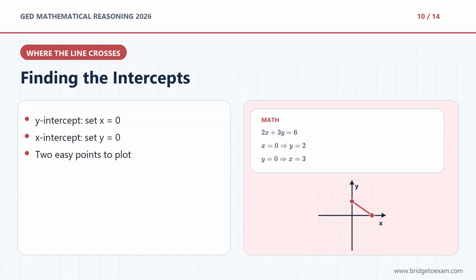2 special points are the intercepts. To find the y-intercept, set x to 0. To find the x-intercept, set y to 0. For 2x + 3y = 6, setting x to 0 gives y = 2. Setting y to 0 gives x = 3. So the line crosses at (0, 2) and (3, 0).